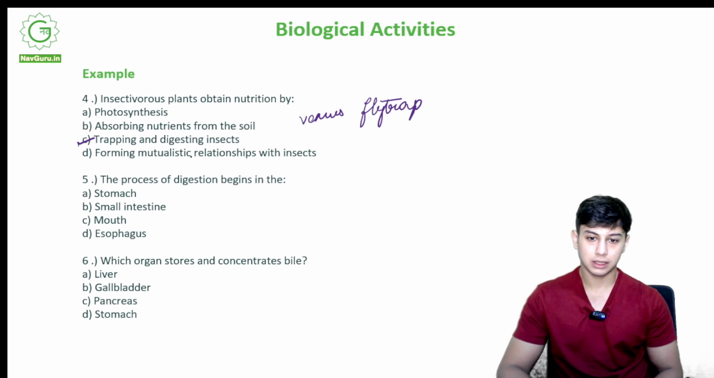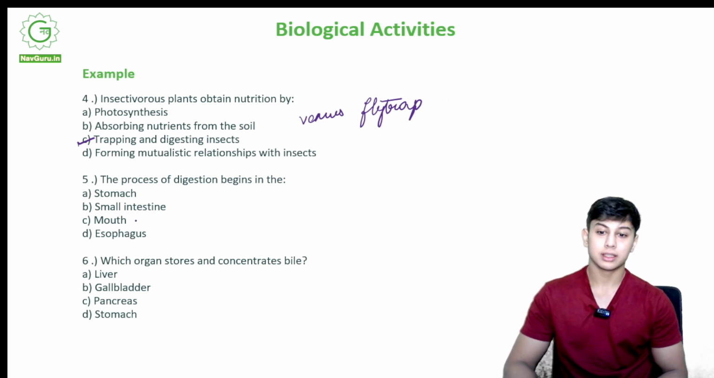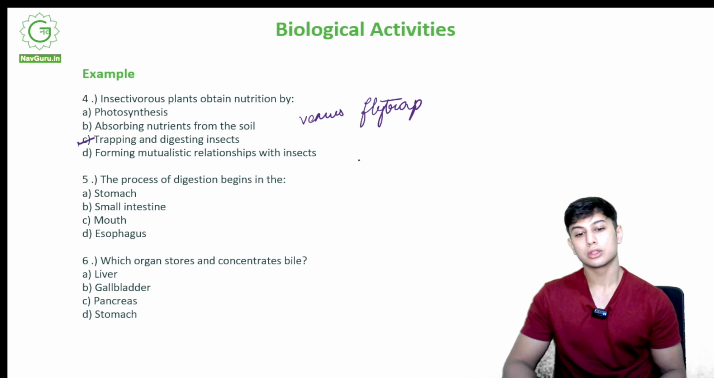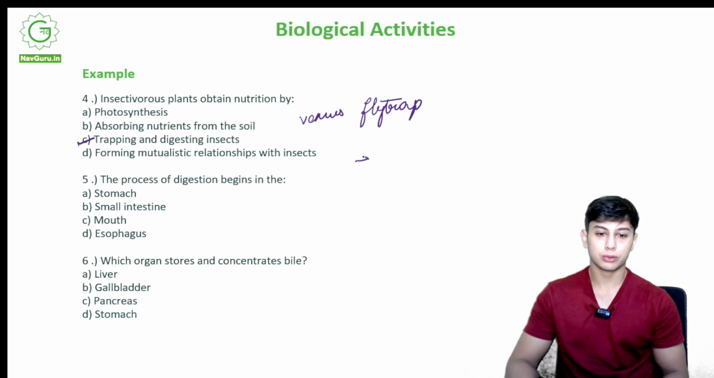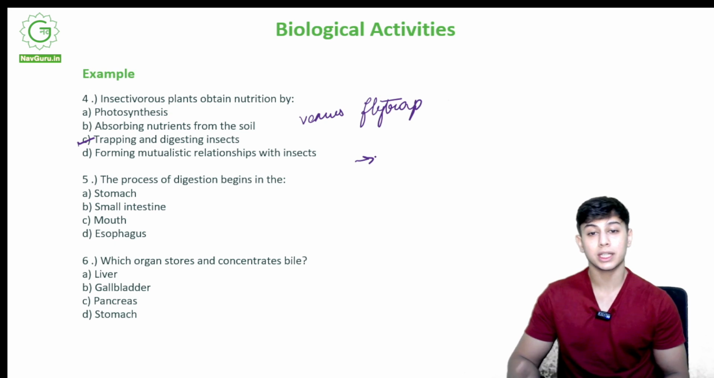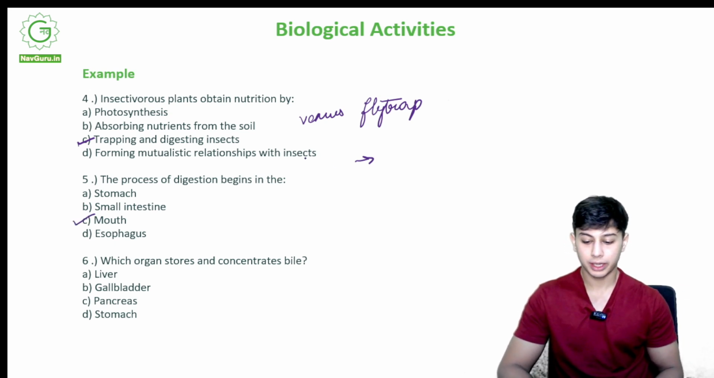Trapping and digesting insects. The process of digestion begins in the what? The stomach, the small intestine, mouth, or esophagus. So we all know that food goes through our mouth. That is where we chew it, we mix it with saliva, and it goes further down the esophagus. So where does digestion start? It starts in the mouth, right? In the mouth.